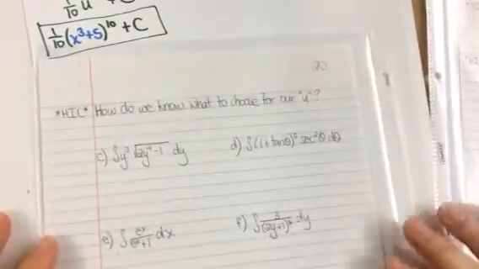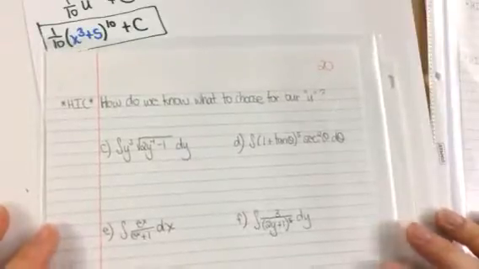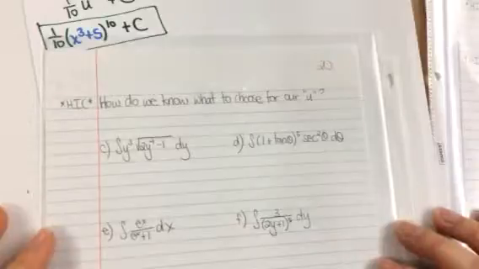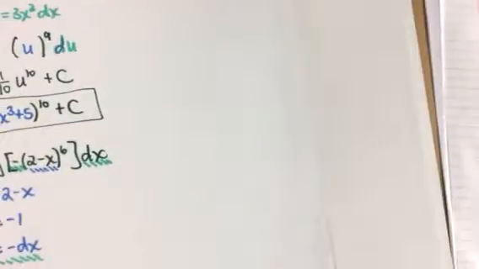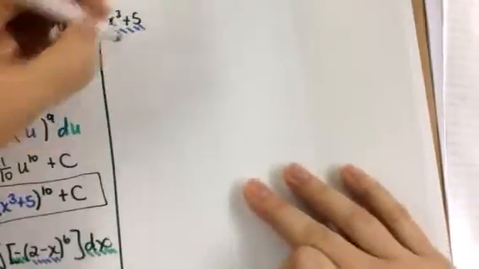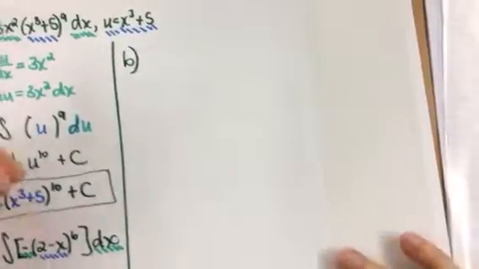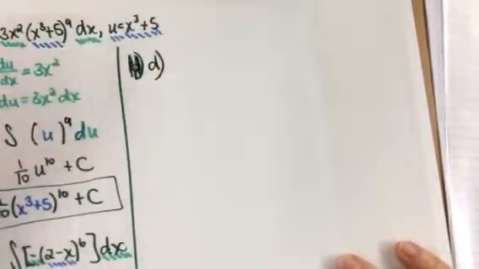So, huge important concept. How do we know what to choose for our u? I mentioned that a minute ago, so take a second and talk to your neighbor and fill that in. We probably only have time for one more example because we're at 13 minutes now. So let's do D. Some trig.